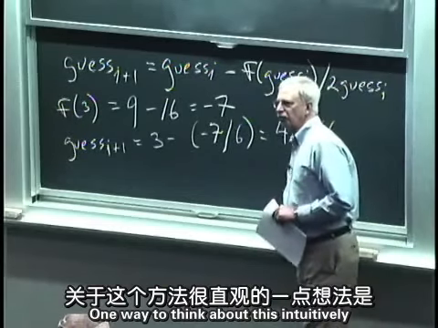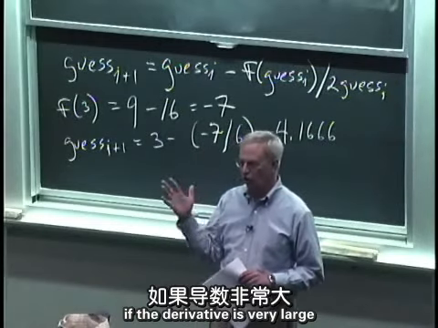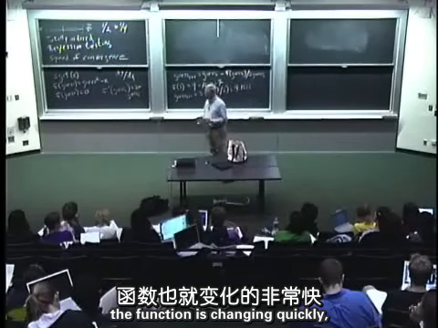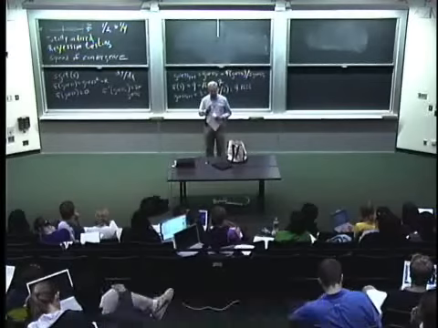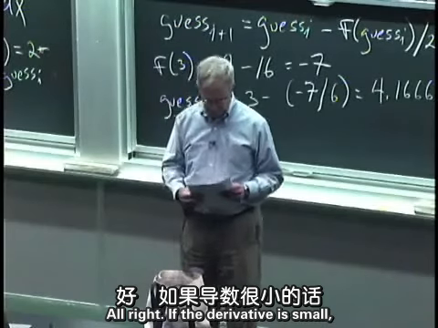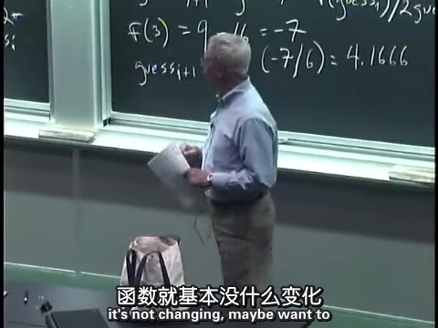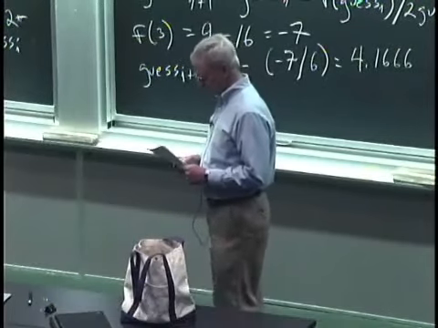One way to think about this intuitively, if the derivative is very large, the function is changing quickly, and therefore we want to take small steps, right? If the derivative is small, it's not changing, maybe we want to take a larger step. But let's not worry about that, all right?